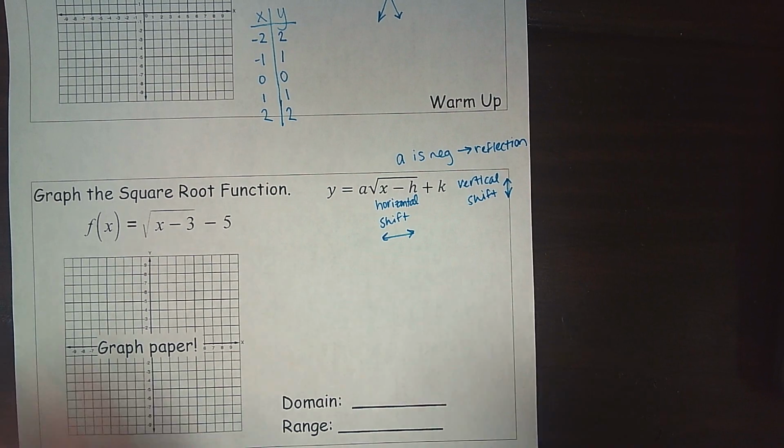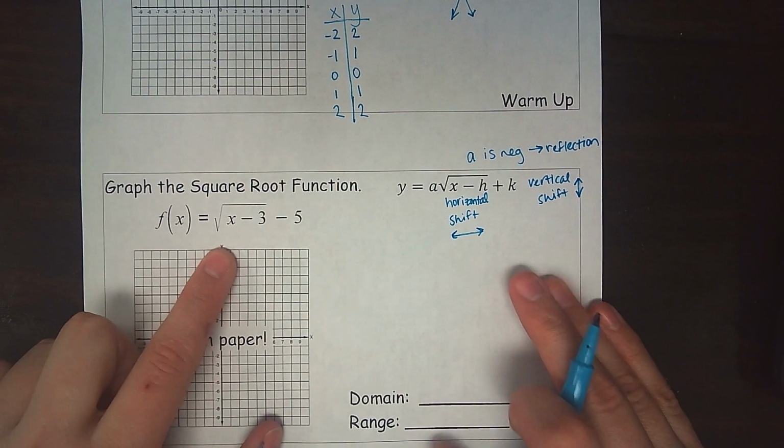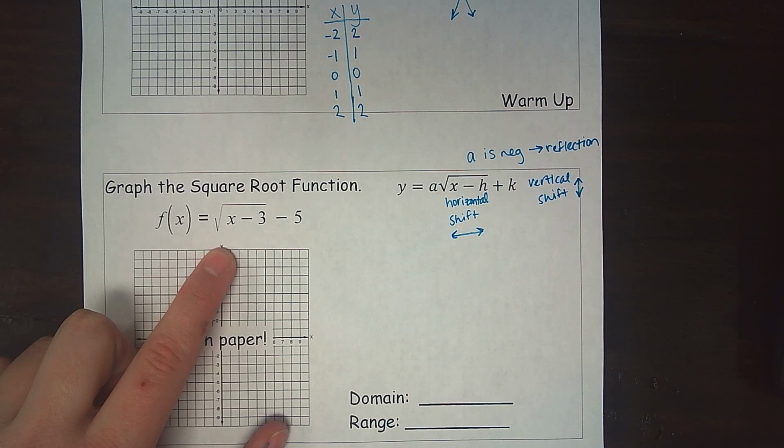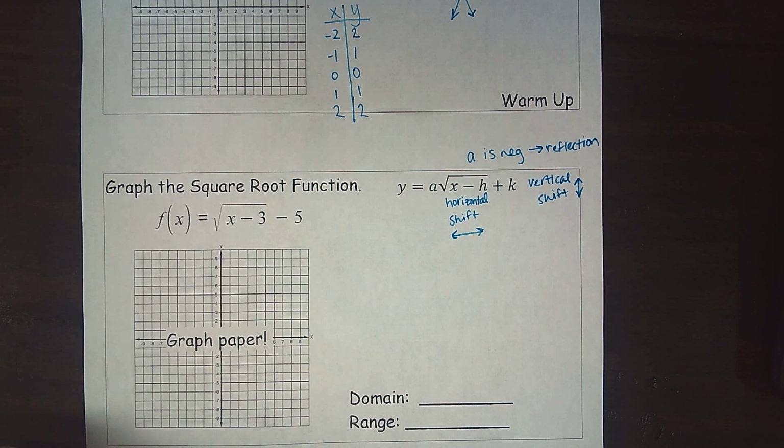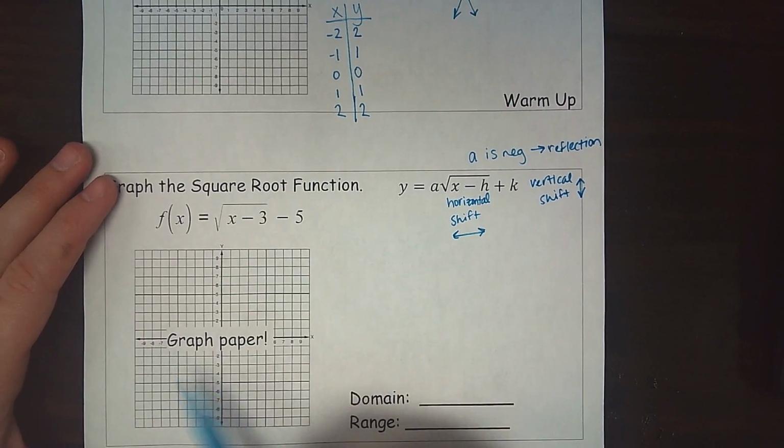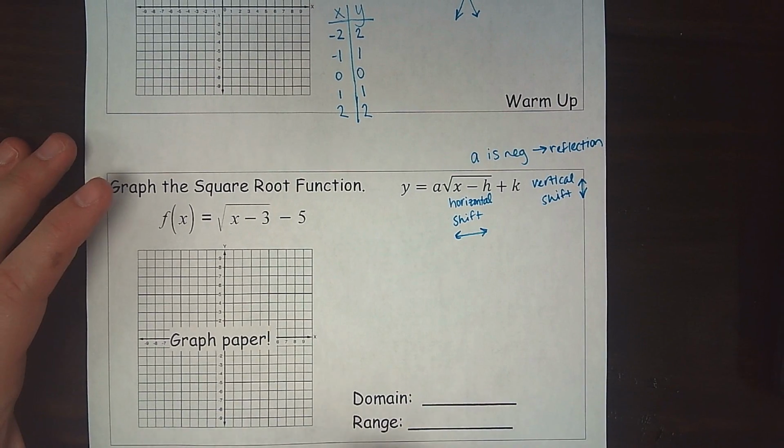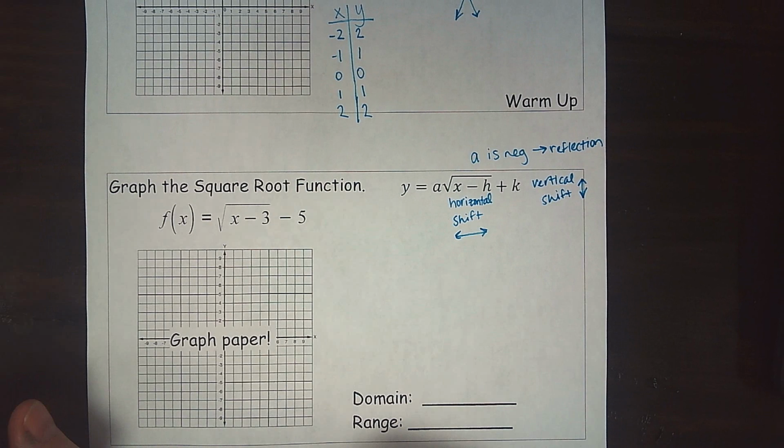All right, so let's go ahead and graph this bad boy. So we have the square root of x minus 3 minus 5. And I apologize, when I printed this off, I didn't take the graph paper off before I printed it, so we will be okay. Just bear with me on that.